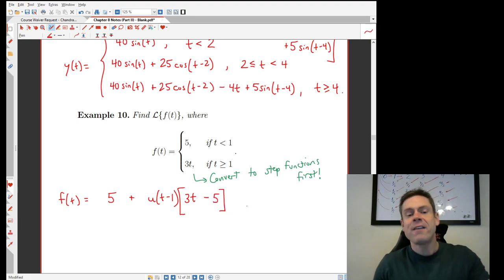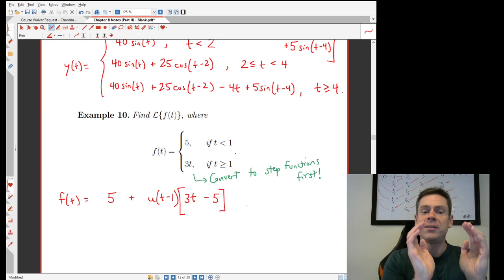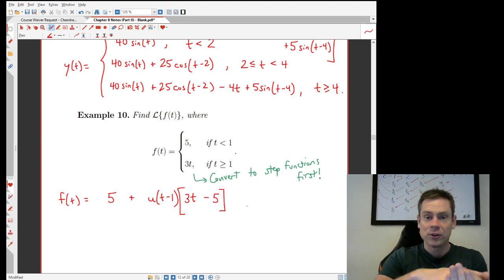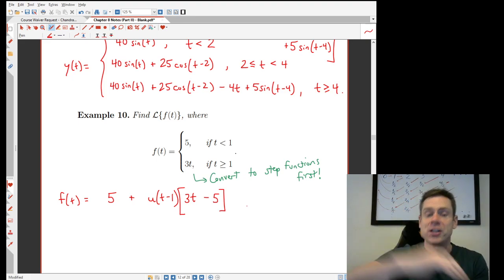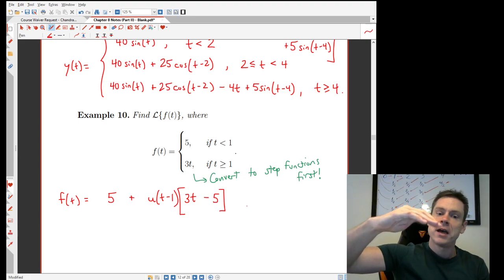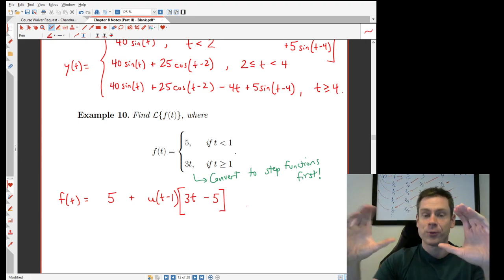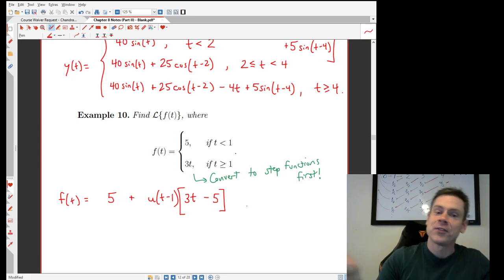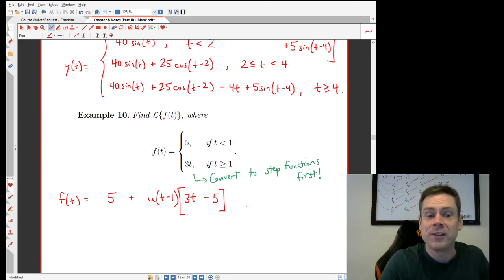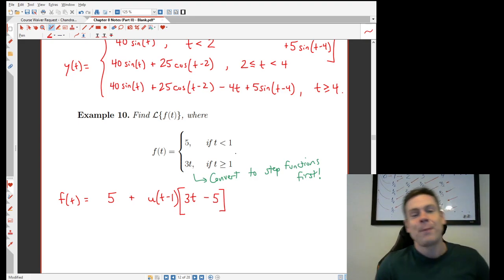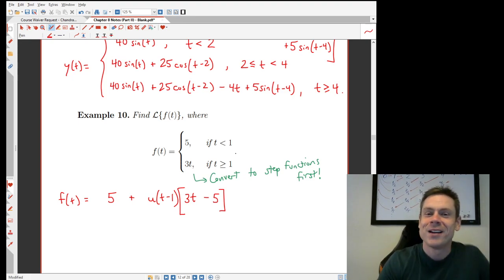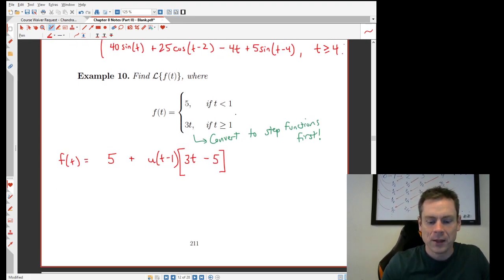So I have 5 plus u of t minus 1, which is going to be either 0 or 1. At t equals 1, it changes to a 1, and now I'm multiplying by 1 a 3t minus 5. So the 5 minus 5 cancel out, and I get the 3t. So this is what I've got, but now we have to take the Laplace transform. And this goes back to the last lecture and how we approach this. So let's do that.